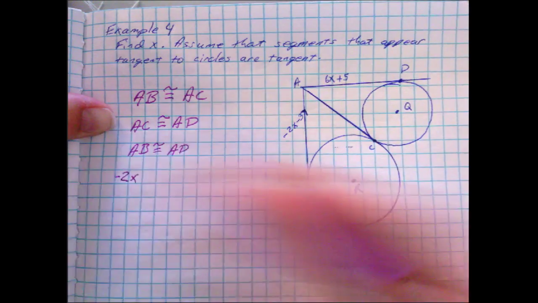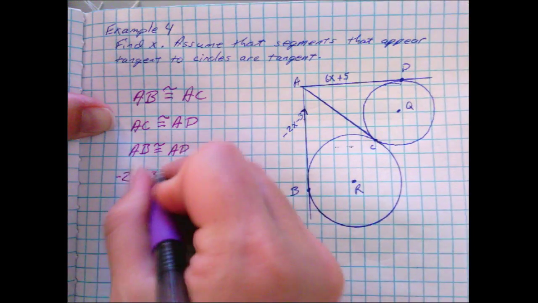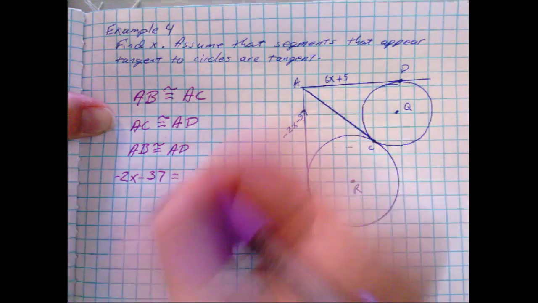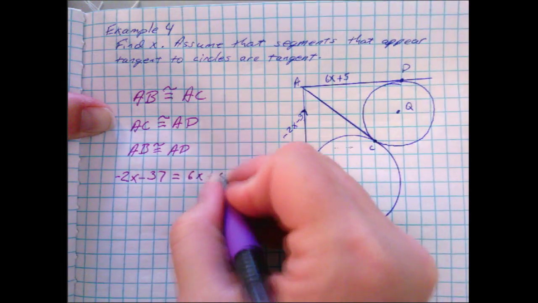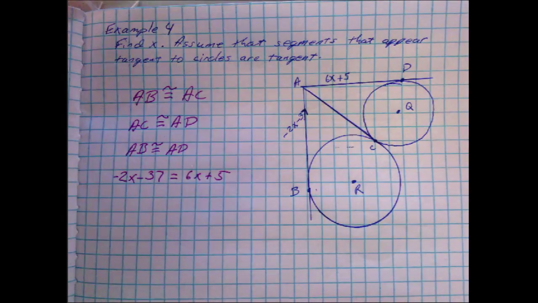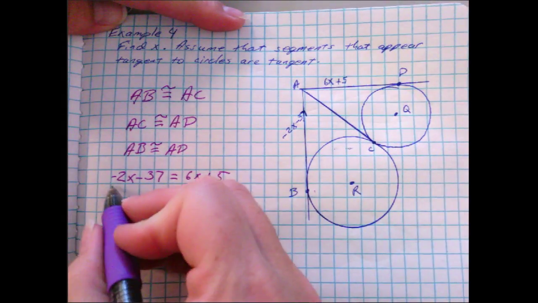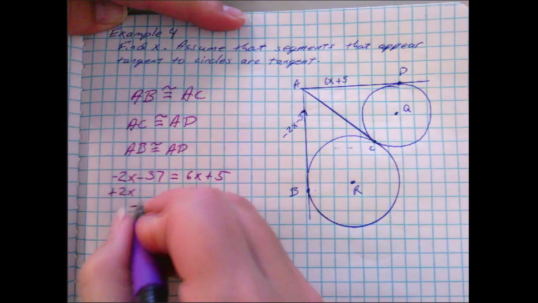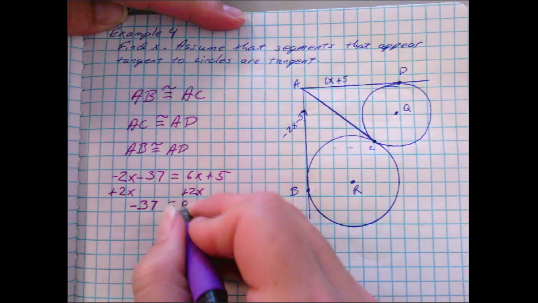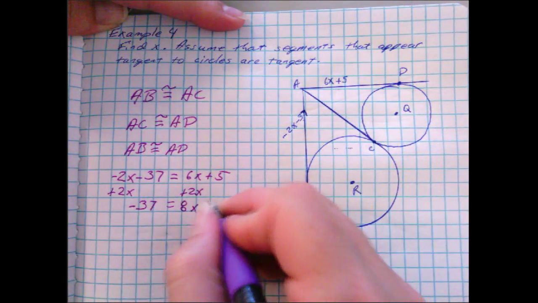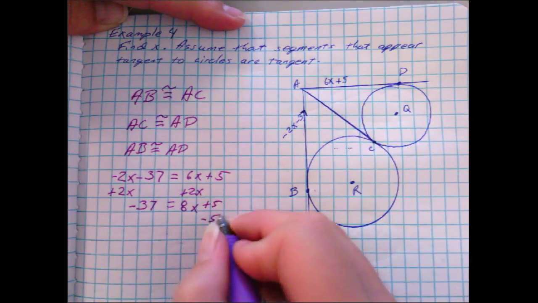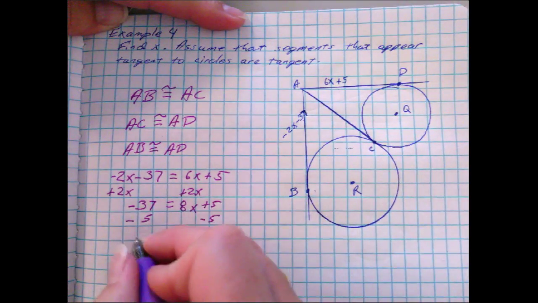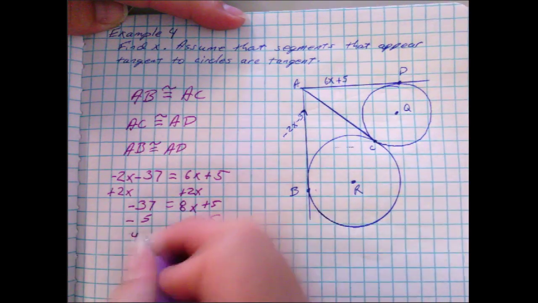So we have negative 2x minus 37 is AB equals AD, which is 6x plus 5. Okay, now we're going to be solving. So I'm going to move my x's together. So I'm going to add 2x to both sides. So I have negative 37 equals 8x plus 5. So I'm going to subtract 5. So I get 8x equals 42.